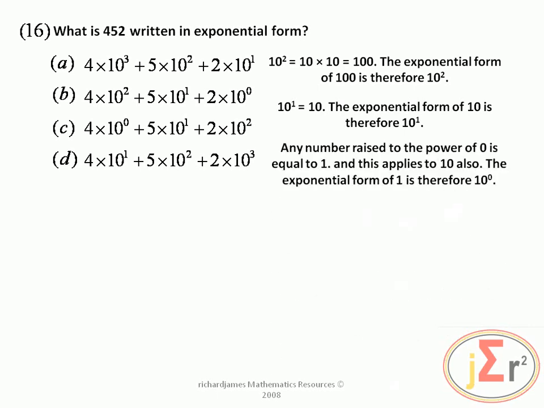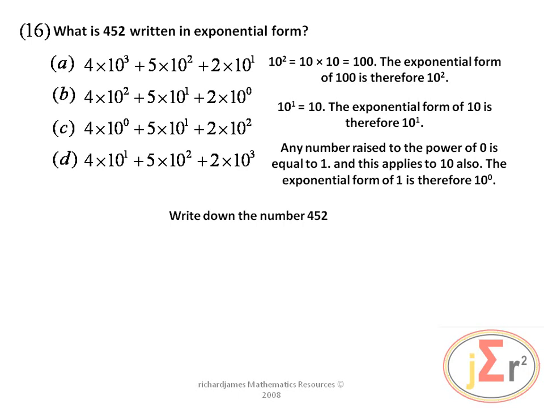Any number raised to the power of 0 is equal to 1, and this applies to 10 also. The exponential form of 1 is therefore 10 to the power of 0. It might appear to be some scrambled bit of information, but of course we're going to make it plain by writing them down in a visually friendly form.